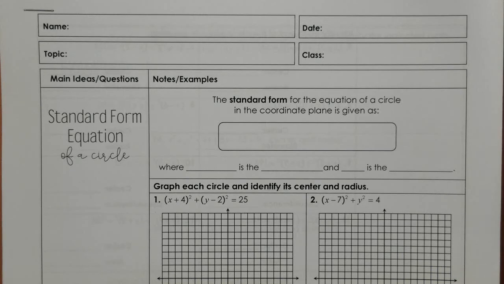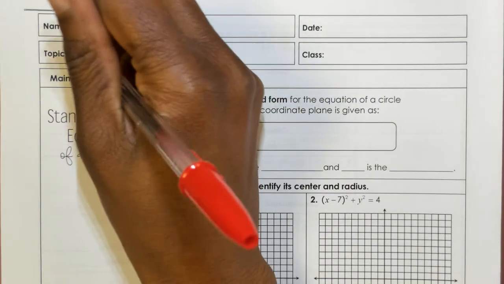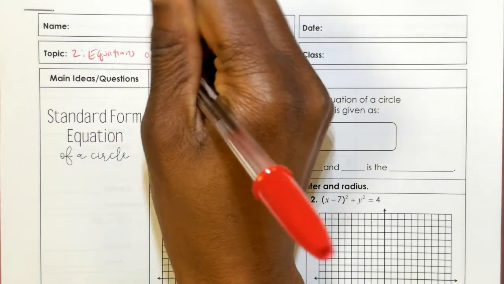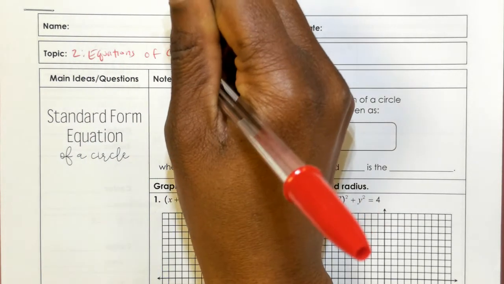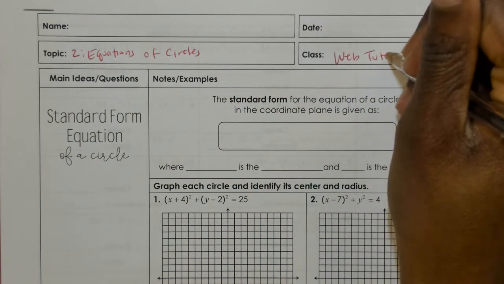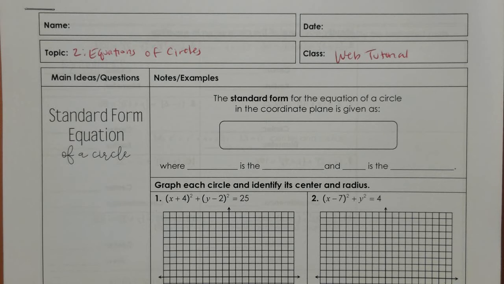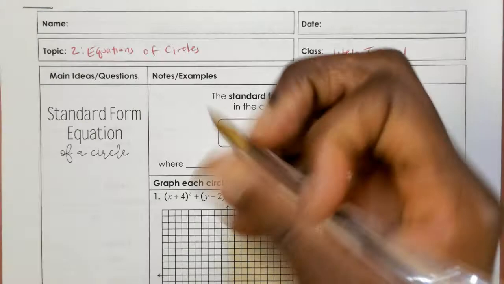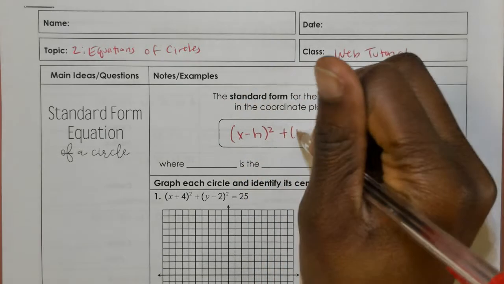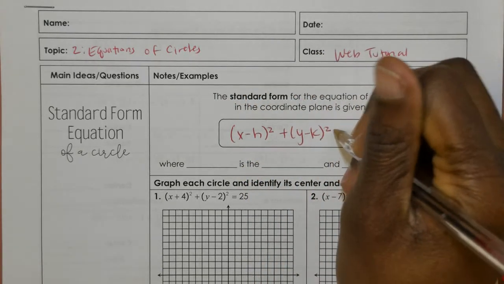Okay, this is topic 2, which is equations of circles. Okay, and this one's a little shorter. The standard form for the equation of a circle in the coordinate plane is x minus h squared plus y minus k squared equals r squared.